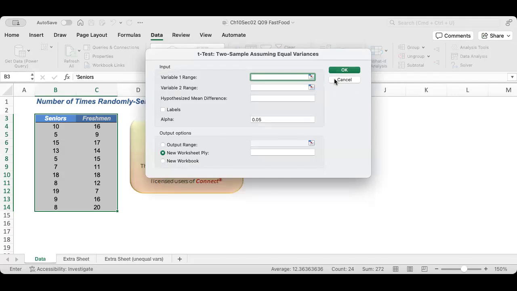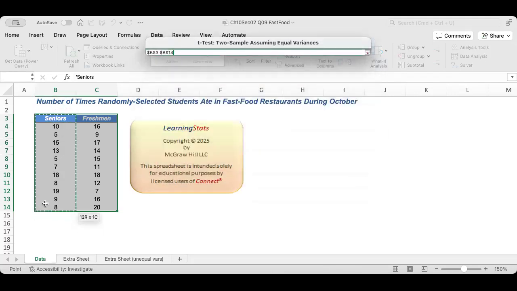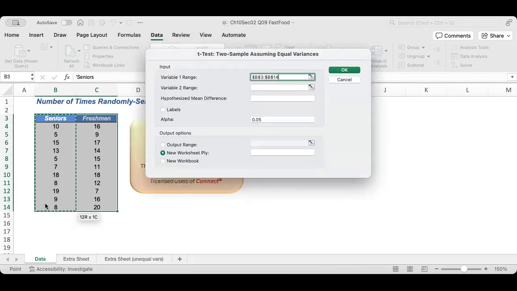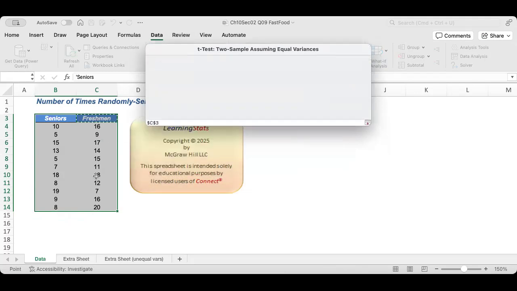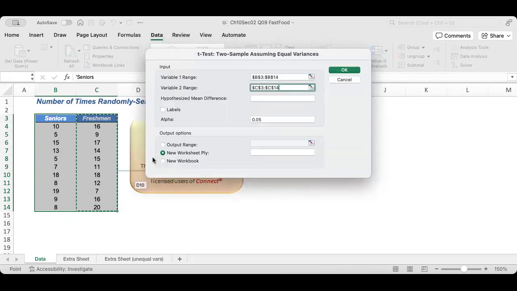And it asks me, where's group 1? Here's group 1. Where's group 2? Here's group 2. And I did put labels in my ranges. See how the freshman is included in the box? So I'm going to click on labels. And my hypothesized mean difference is 0. I don't think they're different. I think they're either the same. And what I'm comparing to 0.